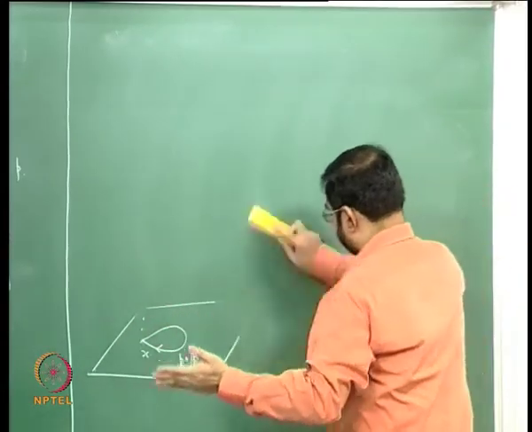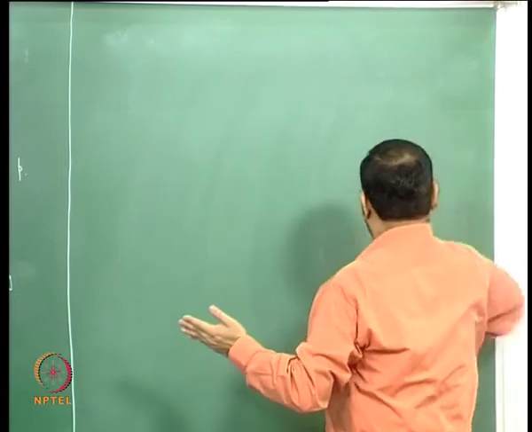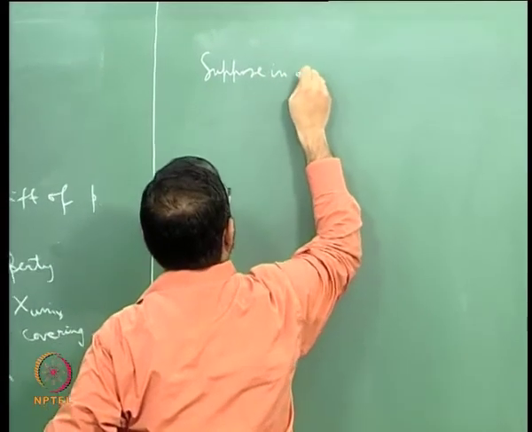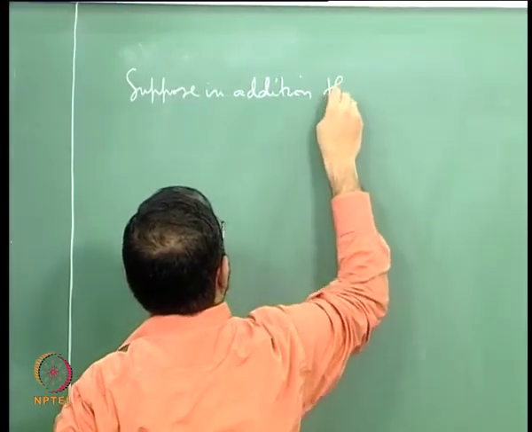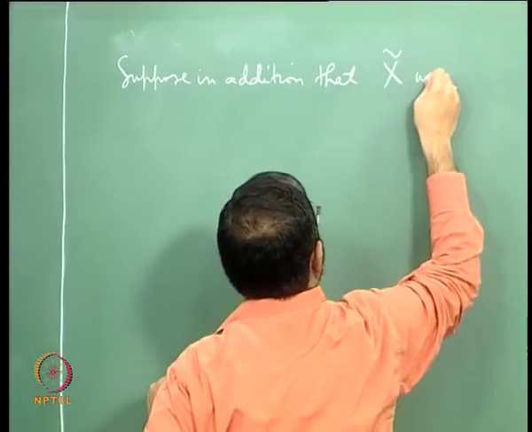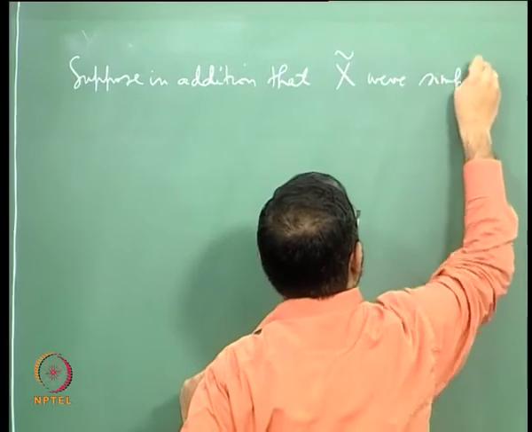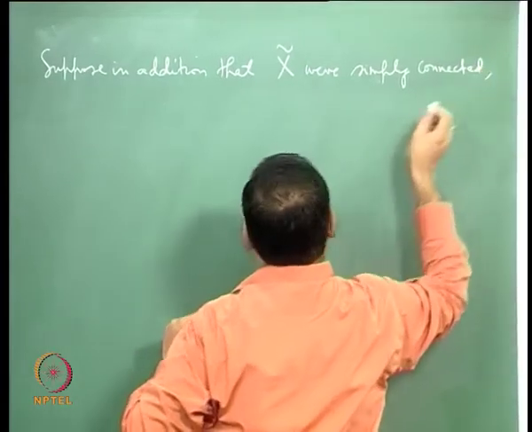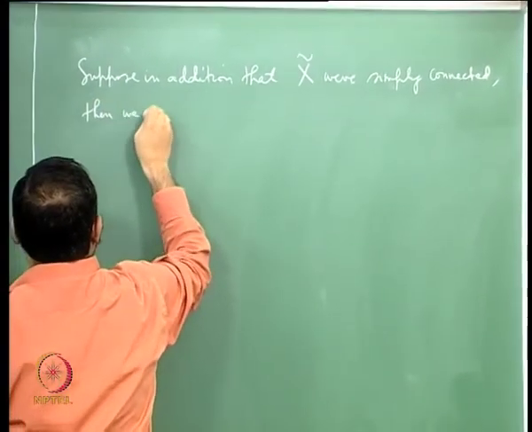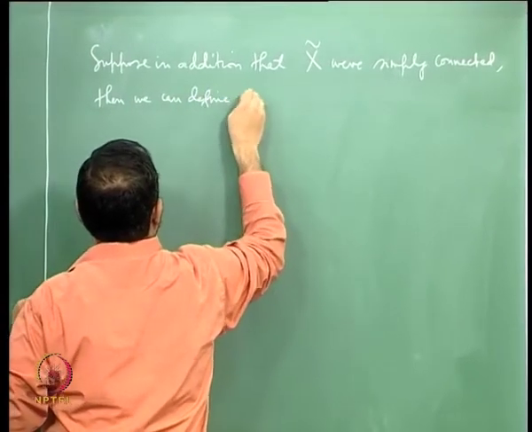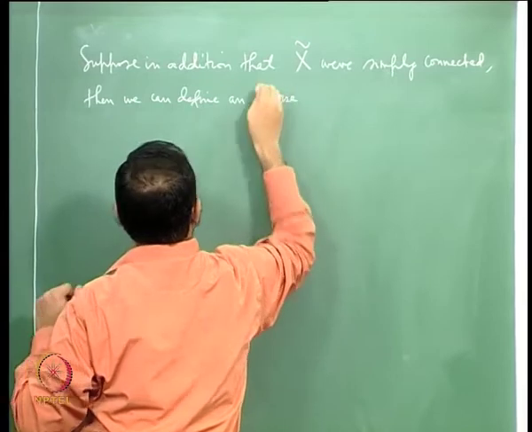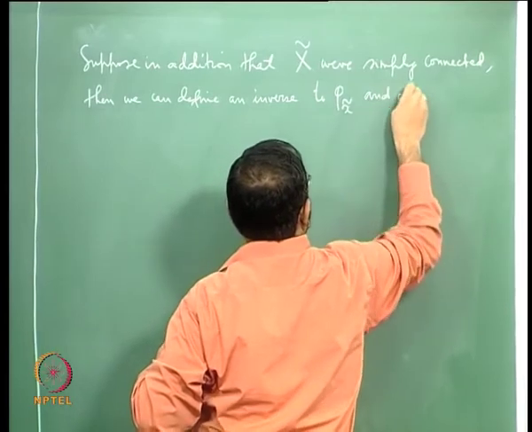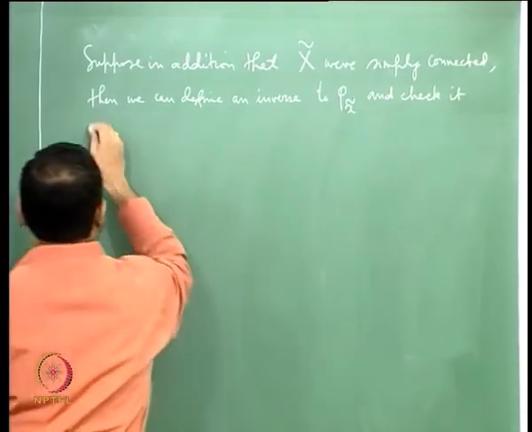So let me write that down. Suppose in addition that x tilde were simply connected, then we can define an inverse to phi x tilde and check it is continuous, okay.